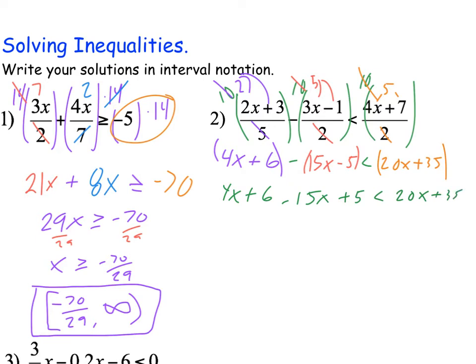I have some like terms here on the left, 4x minus 15x, so that'd be negative 11x. And then some constants here, so 6 plus 5 is 11, so plus 11.